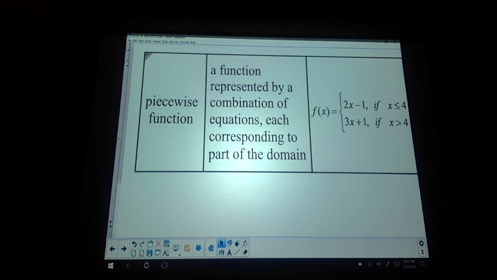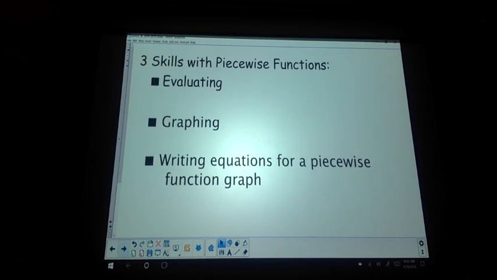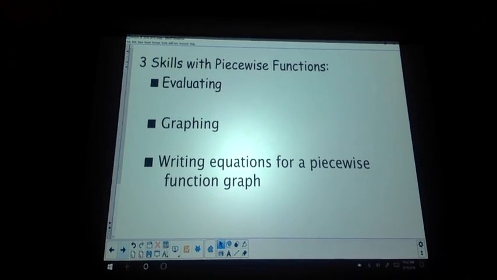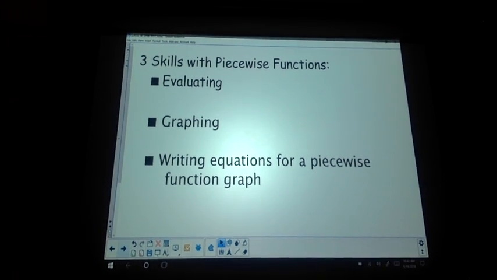Hey, can I move off this screen, or is anyone still writing down? Continue. Oh, well, thank you. You're welcome. All right, so 3 skills with piecewise. You're going to evaluate it, you're going to graph it, and then you're going to write the equations for a piecewise function. So you're generating the equation. When you generate an equation, you need to realize you have restrictions on the domain. And I think I have an okay way of showing you how the domain thing works. Sound okay so far? Yes.